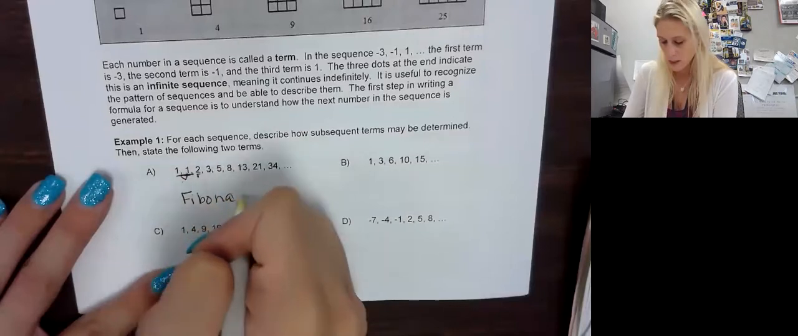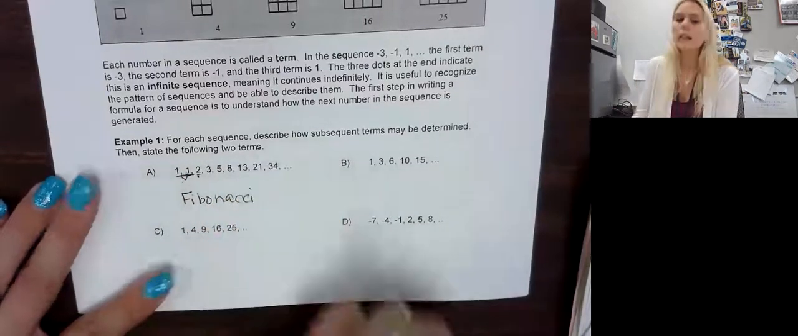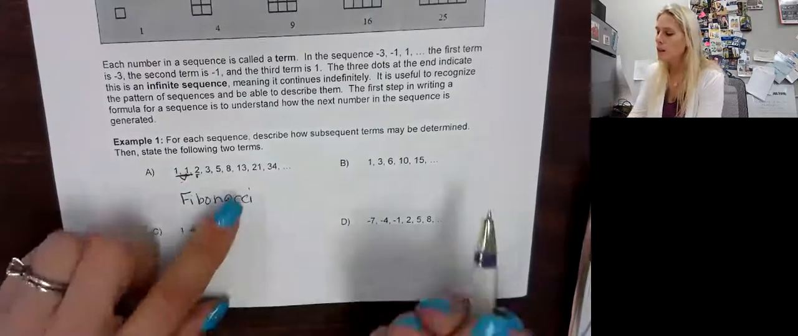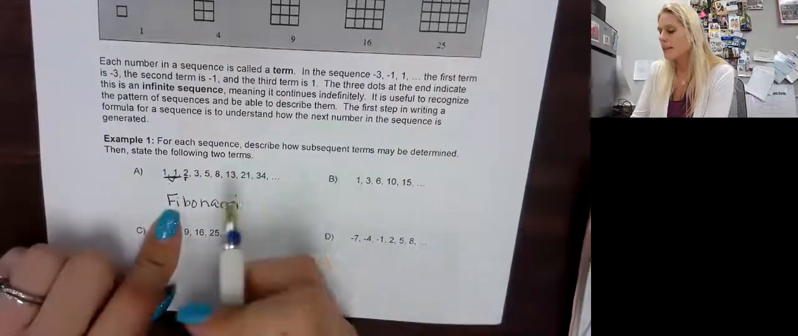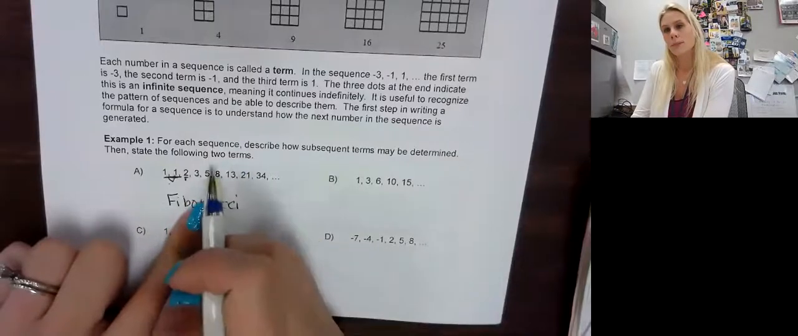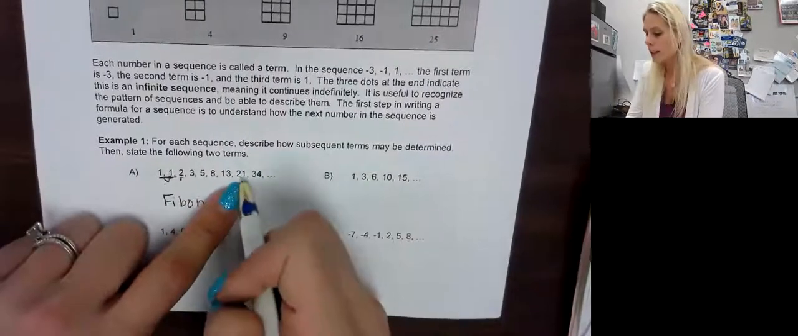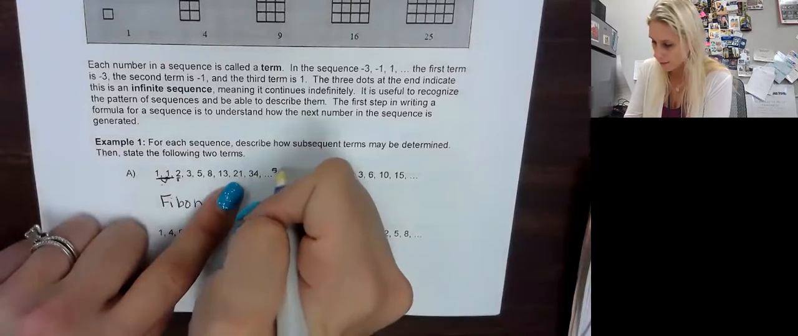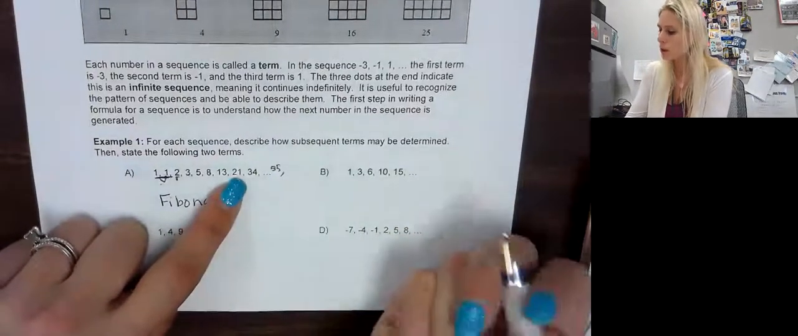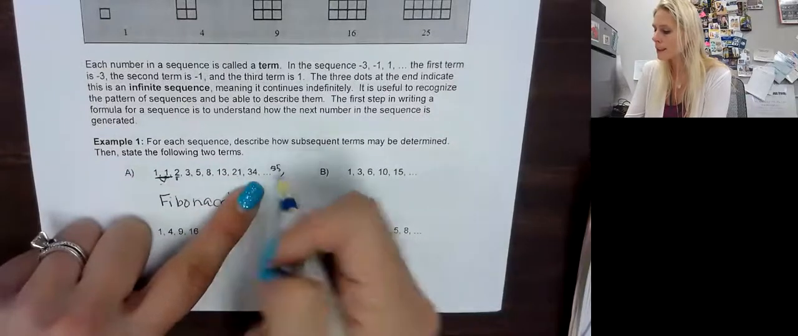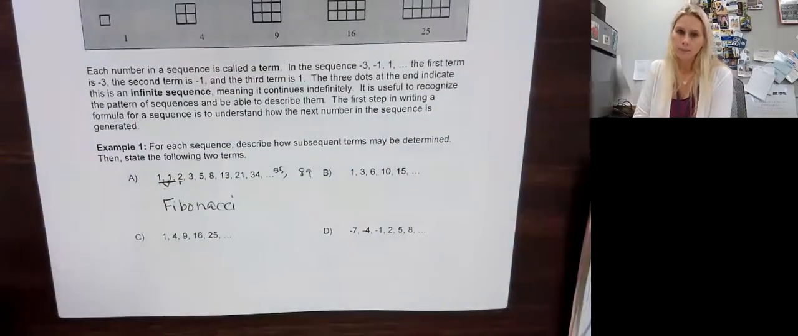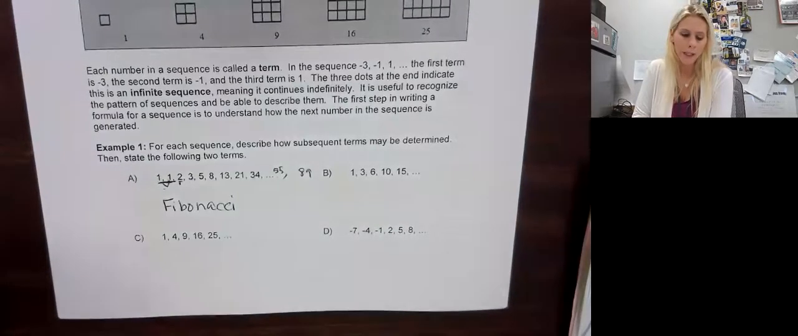Fibonacci. In these problems, it also wants us to state the following 2 terms. Knowing that we're adding the 2 terms to get the next one, 21 plus 34 is 55. Then we go one more term out: 34 plus 55 is 89. And we're done. All right.